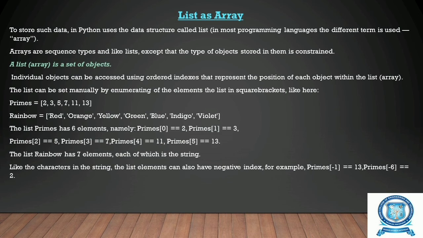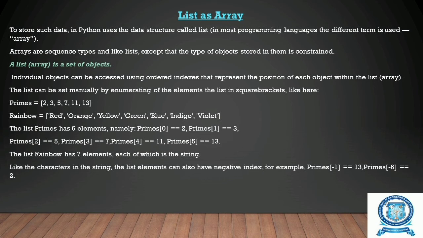Okay, so now let us see about list as array. A list is used to store data in Python, which uses the data structure called list. In other programming languages, we use a data structure called array. Array or sequence types are like lists, except that the types of objects stored in them must be constrained. A list or array is a set of objects. Individual objects can be accessed using ordered indexes that represent the position of each object within the list. The list can be set manually by enumerating the elements in square brackets. When we represent the elements in square brackets, we call it a list.